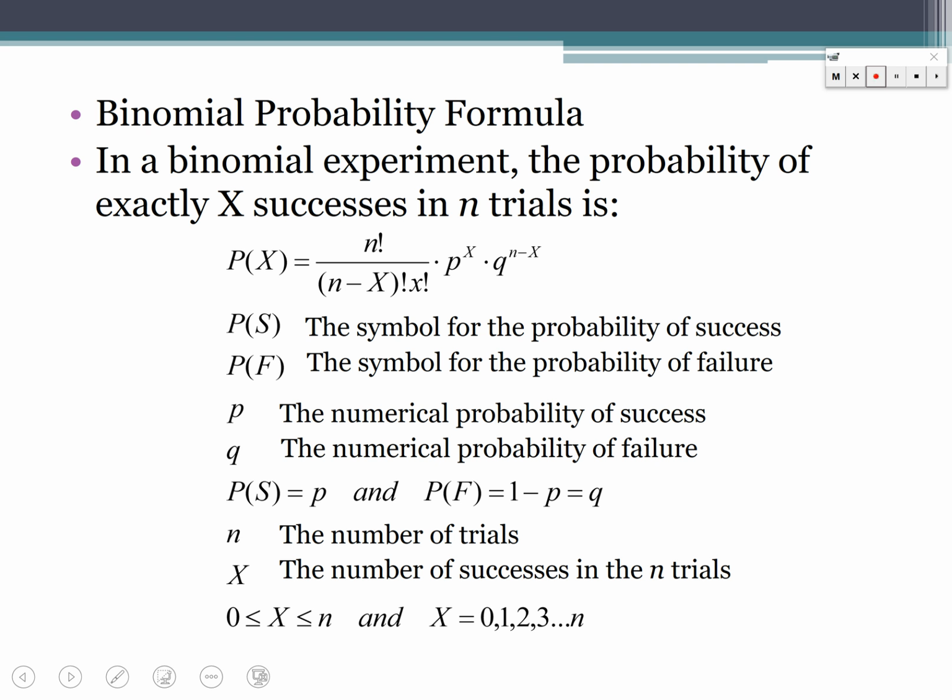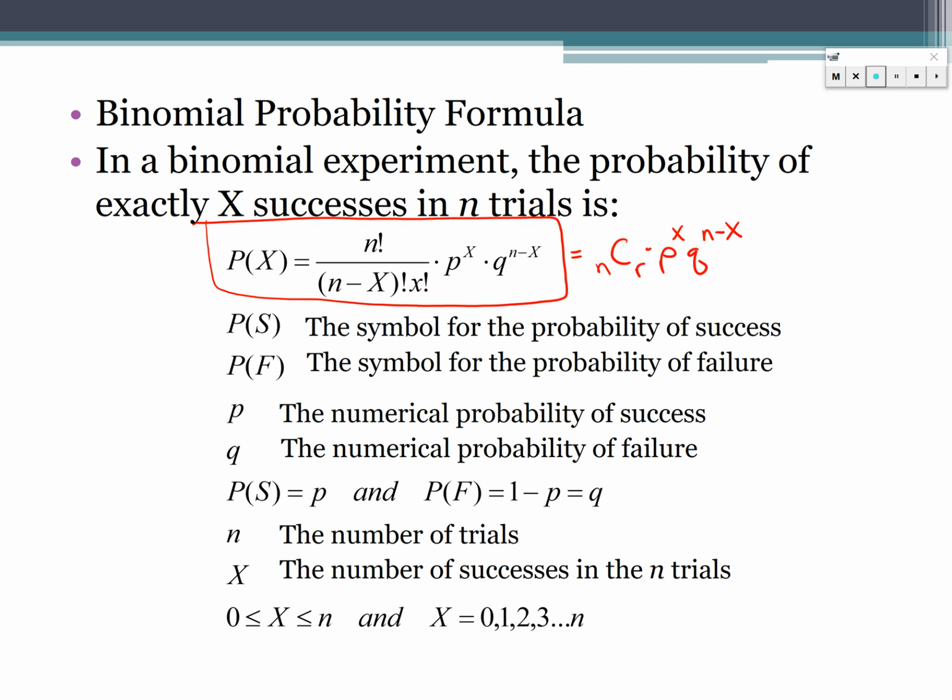Now, the notation. Here is our actual formula, right here. And I do want to make just a slight modification here for you. Instead of using all the factorial notation for the combination rule, I just changed it over here to just be the nCr that you're used to. It's the same thing.